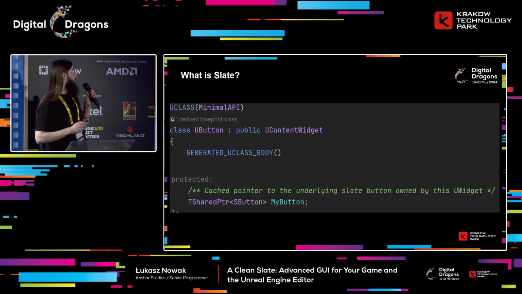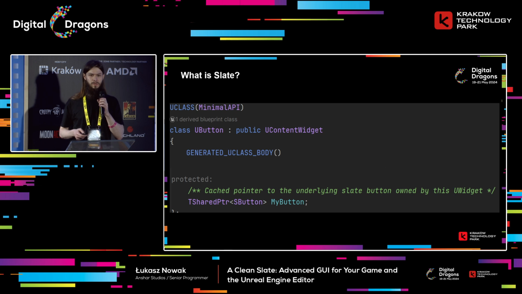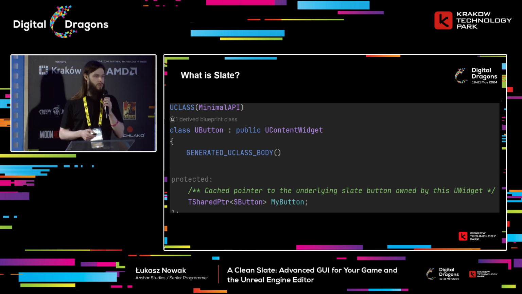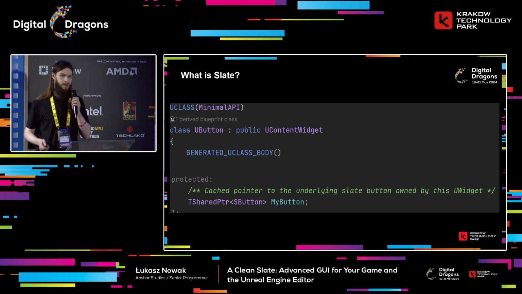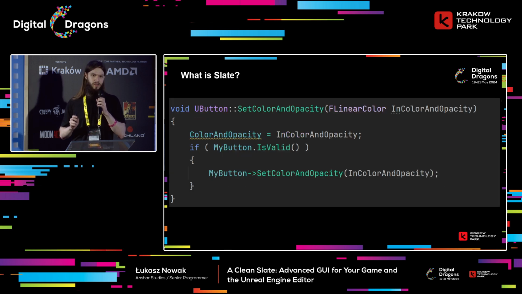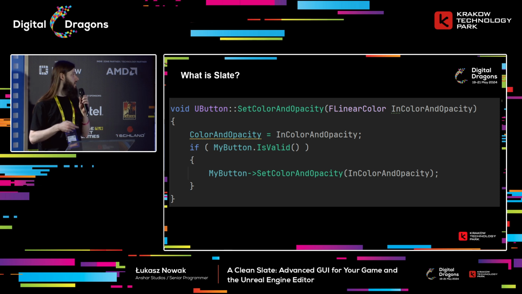All right. So what do I mean by that? I mean that whenever you have any widget, whether in code or in your widget blueprint, it's basically only a wrapper on an underlying Slate class. You can see here I've chosen a button because it's a very common component. A UButton is basically a wrapper on SButton, because all the Slate classes are prefixed with the letter S. All that UButton does is propagate the changes you made in the editor to the Slate class.